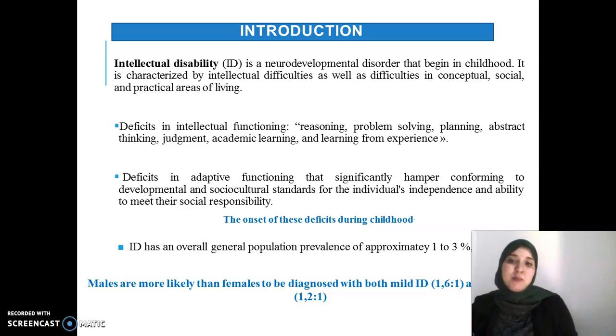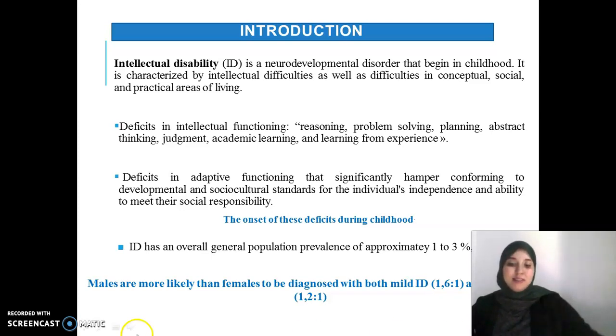It is characterized by intellectual difficulties as well as difficulties in conceptual, social, and practical areas of living, and by a combination of deficits in both cognitive functioning and adaptive behavior, which covers many daily social and practical skills. The ID originates before the age of 18, and its prevalence is 1 to 3%. Generally, males are more likely affected than females.